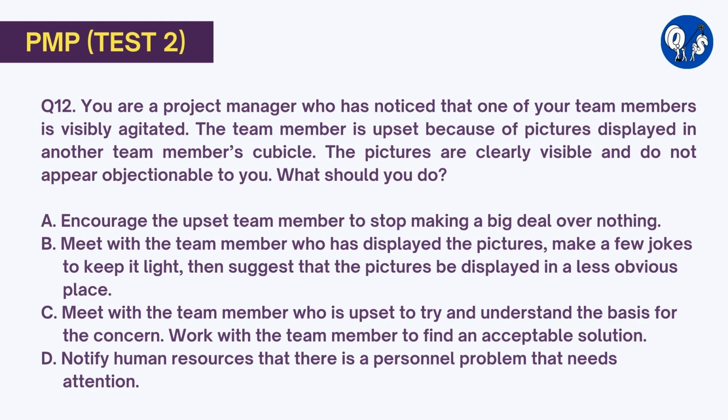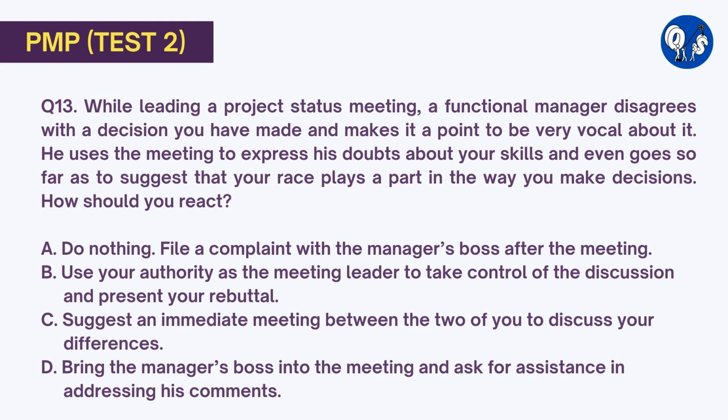Option C is the best choice. One aspect of respect is listening to others and trying to understand them. Your best option is to start with the team member who is agitated and try to understand the cause of the agitation. You might find that the objection is valid after you have heard the other person's point of view. Option A and B do not show respect to your team member, and option D just attempts to pass the responsibility to someone else.